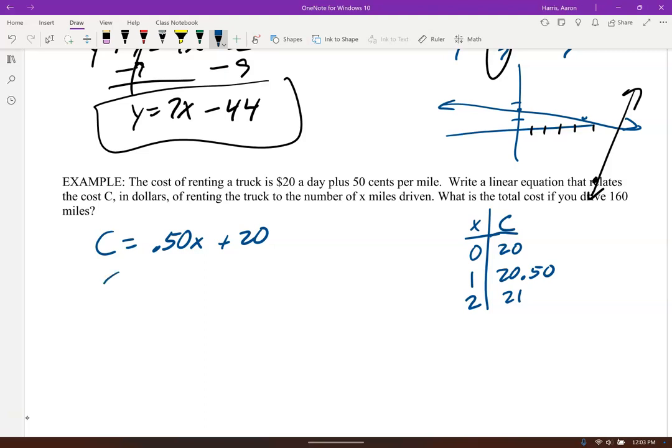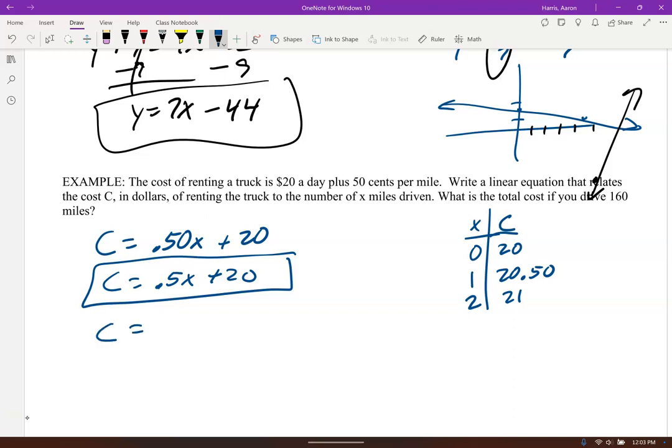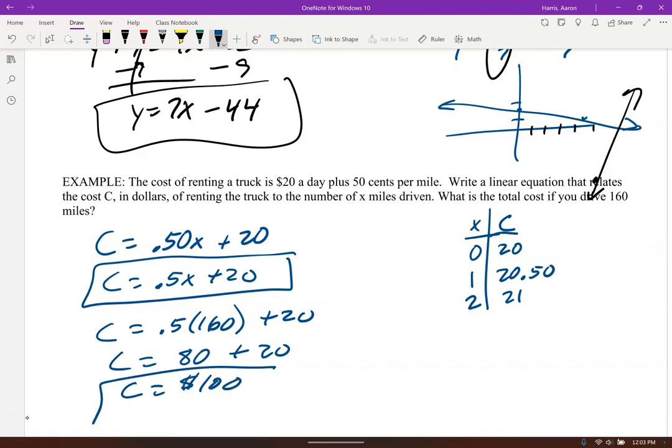All right, so C equals 0.5x plus 20. I really don't need the 0 in front, 50 cents being represented as 0.5 because this is in dollars, right? X is miles, C is our cost. And now let's use it to solve for 160 miles. So 0.5 times 160 plus 20. What's that? 80. Half of 160, so $80 based on the mileage plus the $20 fee. It looks like it costs us $100 to rent this truck.